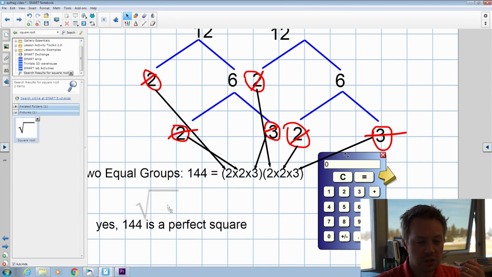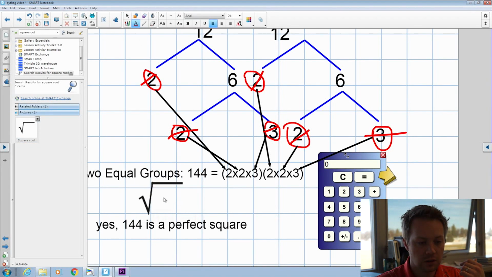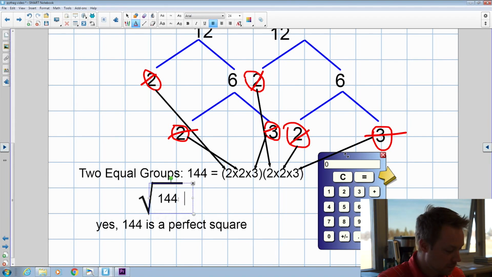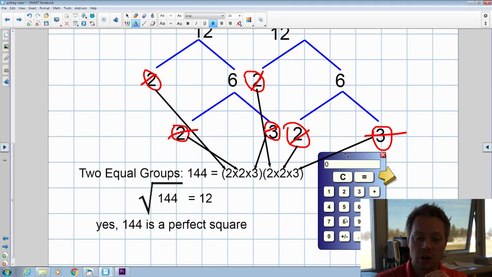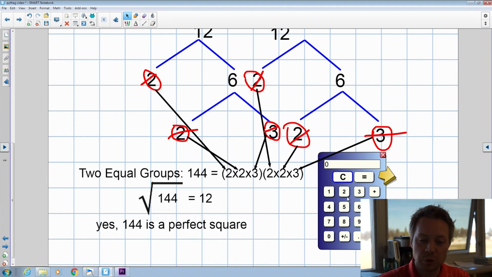So here we go, square root of 144 equals 12. As simple as that. Let me just prove one more thing. If I take all of these numbers, 2 multiplied by 2 times 3 times 2 times 2 times 3 equals 144. And again, if I just multiply one of those groups out, 2 times 2 times 3, I wind up with 12, and that's the square root of 144. Pretty cool. Let's do some other examples here.